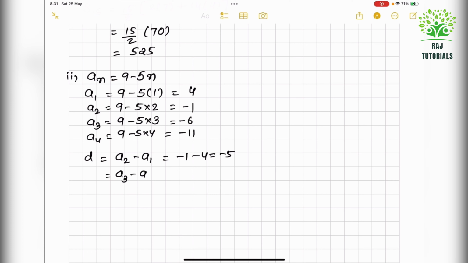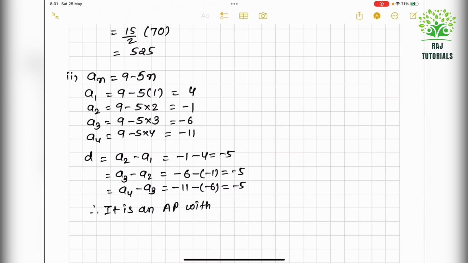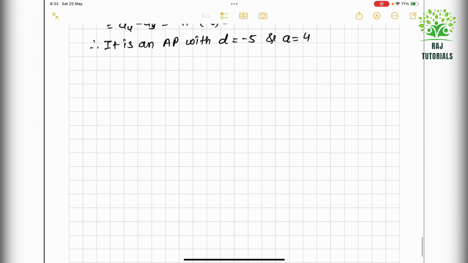a3 minus a2, so that also will be minus 6, minus of minus 1, so minus 5. a4 minus a3, so that also will be minus 11, minus of minus 6, so minus 5. So therefore it is an AP with D equal to minus 5 and A equal to 4. So now it is an AP, we got that. Now I have to find S15.